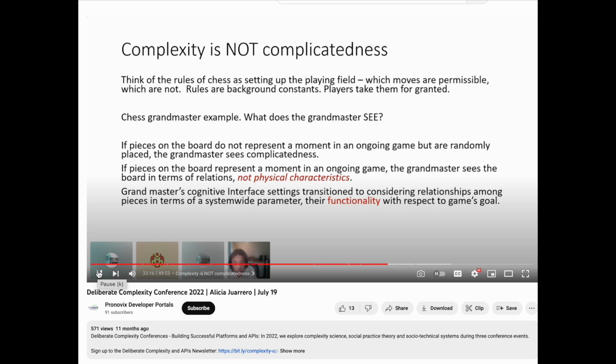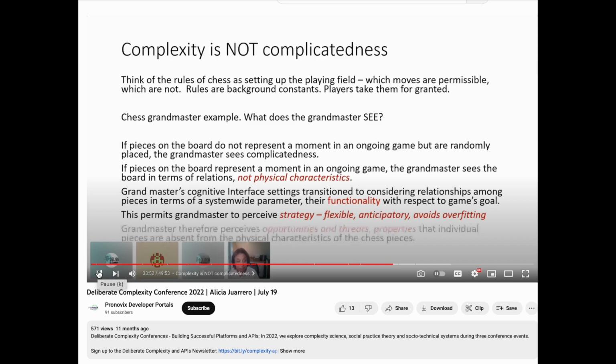They now view the relationships in terms of a system-wide parameter, a functionality. Call that strategy. And notice how strategy is multiply realizable. The same strategic position can be actualized, realized by different locations of the pieces on the board. So strategy is flexible. It is a view of a constraint structure. It is not a view of the individual physical pieces.